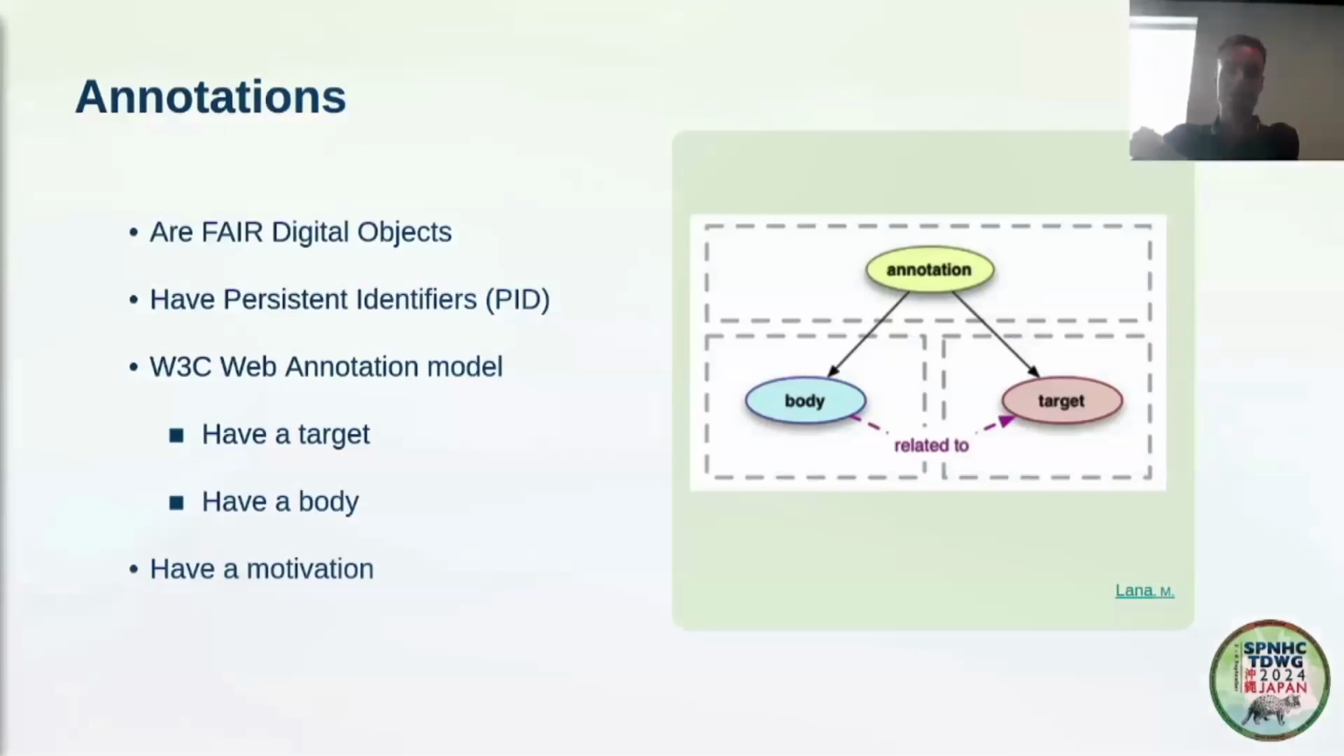From a technical perspective, annotations have the following traits. They are FAIR digital objects and thus have persistent identifiers called PIDs. FAIR, of course, meaning they are findable, accessible, interoperable, and reusable. We structure the annotation objects using the W3C Web Annotation model, which means it has a target and a body, as you see on the right side. Annotations can also have 5 different motivations. These are all more technical terms, so let me explain in a bit more detail.